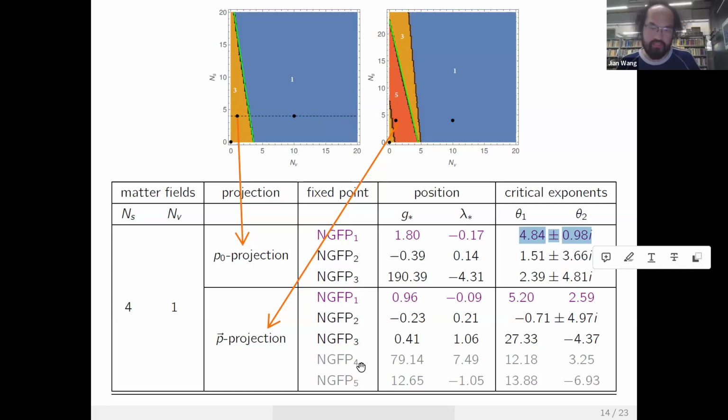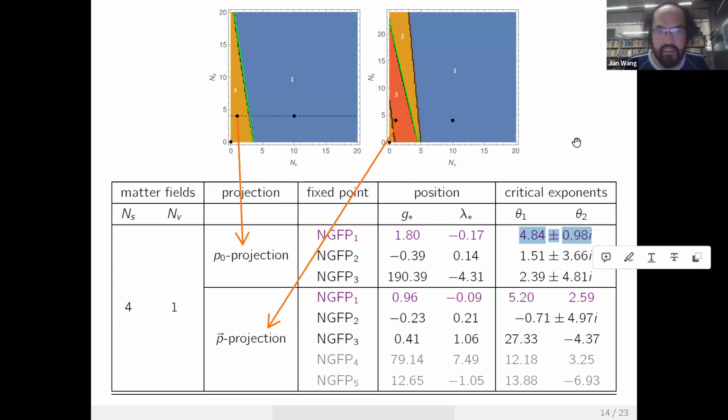Then for the 2 new phase points in the P vector projection, since they only appear for this projection, we will regard them as an artifact of the projection. So in this talk, we regard them as unphysical, just as the previous ones.